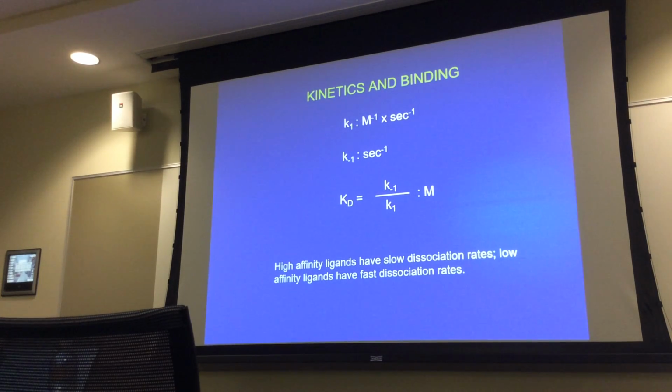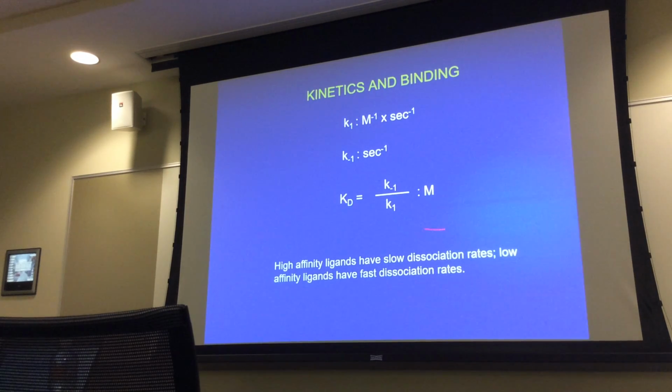Let's take a look at the units. Turns out that the units of K1 is molar to the minus 1 times seconds to the minus 1. K minus 1 units is seconds to the minus 1. So if you put these two things together, seconds to the minus 1 on top, molar to the minus 1 and seconds to the minus 1 on the bottom, the seconds cancel out, and you end up with a unit of molar. Molar. And that's exactly what we want.